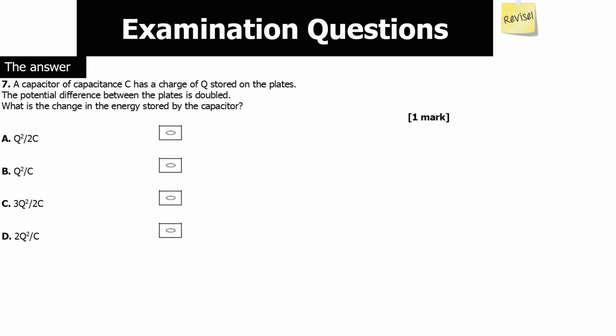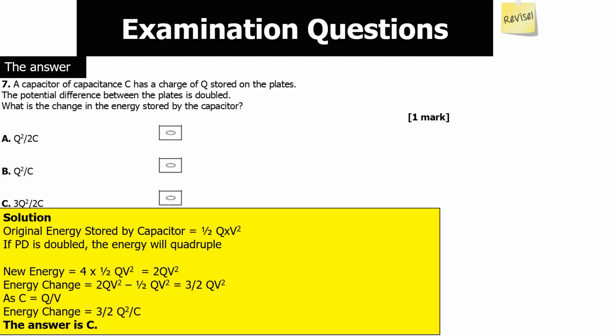Right, so how to answer this question? Well, the original energy stored by the capacitor is equal to a half Q times V squared. The equation is given to you on the equation sheet. So if the potential difference is doubled, therefore the energy will quadruple because E is directly proportional to V squared. So the new energy is equal to 4 times a half QV squared, so therefore it's 2QV squared.